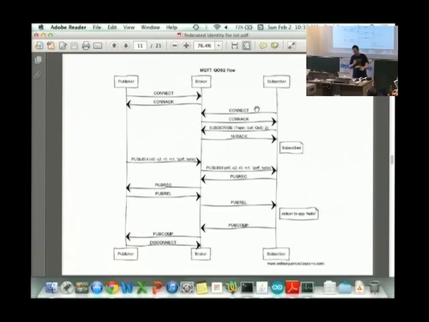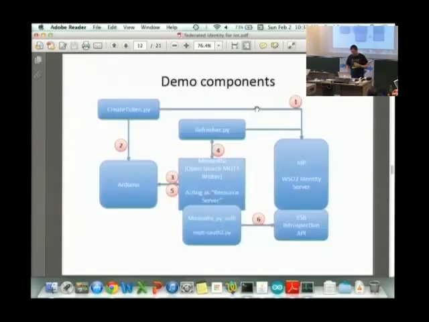Now, the Arduino MQTT client can only do QoS 0, so there's no reliability there. But you can bridge that into a broker and then have the broker do higher levels of reliability when distributing the data. So in my demo, what I'm going to do is embed an OAuth token on here.